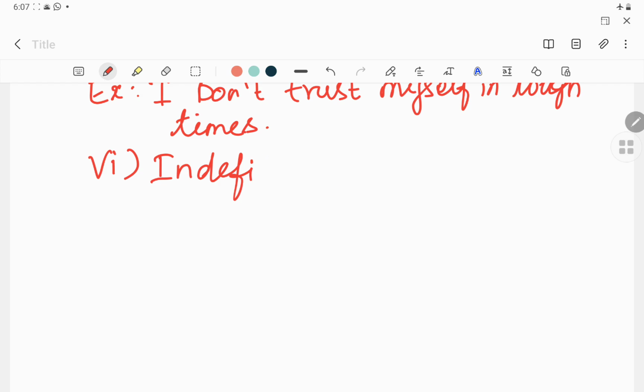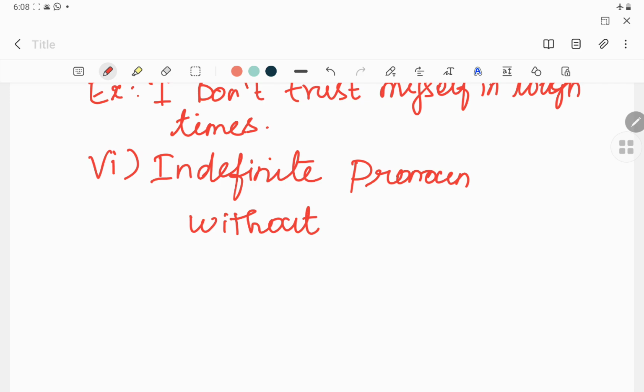What do you mean by indefinite? Definite means something that can be defined, so indefinite means something that cannot be defined. First of all you want to know the meaning for this one. So indefinite pronoun refers to a person or things without being specific. It refers to a person without being specific. You can't point out a particular person; you can't tell them specifically.